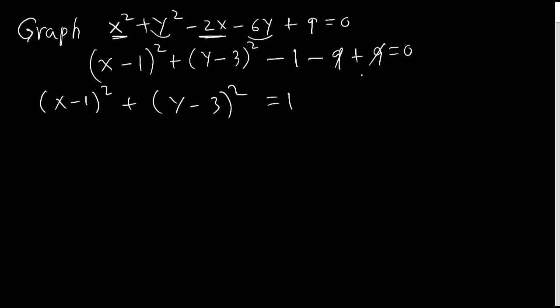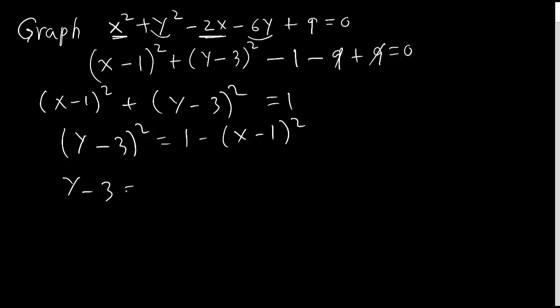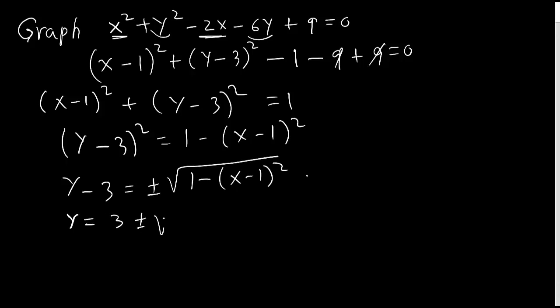This 9 will cancel out, and then you can further say y minus 3 squared equals 1 minus x minus 1 squared, and then you can say y minus 3 equals plus or minus square root of 1 minus x minus 1 squared. At the end we get y equals, add 3 both sides, 3 plus or minus square root of 1 minus x minus 1 squared. So we get two functions.